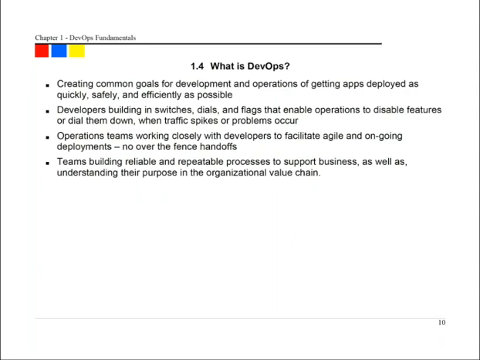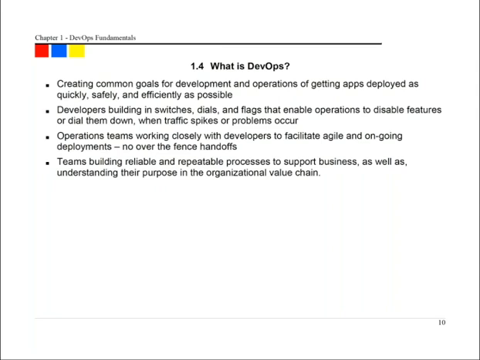So, other aspects of DevOps include the creation of common goals for development and operations, and indeed all other stakeholders, for getting applications built and deployed as quickly, safely, and efficiently as possible. And the key piece in that bullet is common goals. It's bringing together the common goals between different parts of the organization.